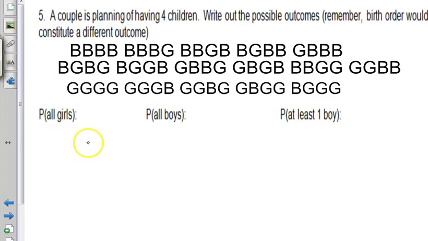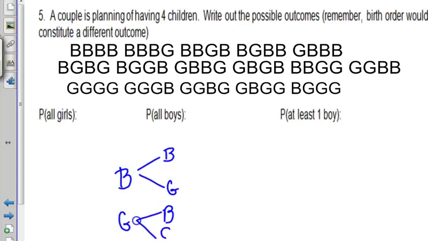Don't write out the sample space because it's just horrible. It says a couple's planning on having 4 children. Write out the possible combinations. Remember, birth order would constitute a different outcome. This is one you could do like a tree diagram for. They have a boy or a girl. Second, they could have another boy or a girl. Or if they had a girl, they could have a boy or a girl. But if they have 4 children, this is getting really wide, really fast, right? It's not going to go well for me.